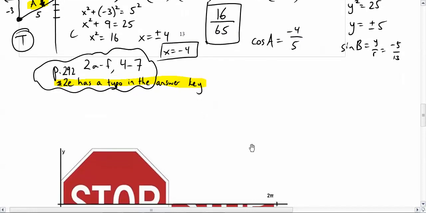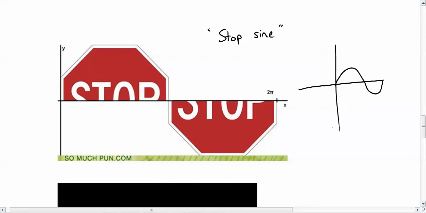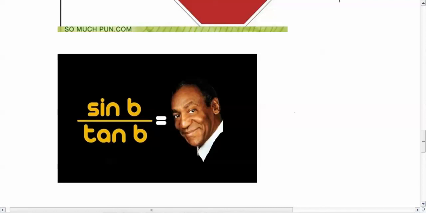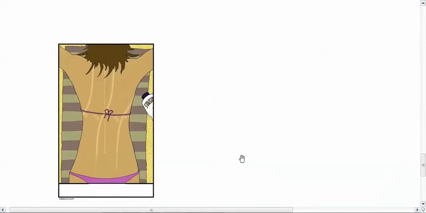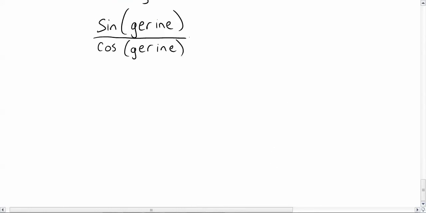I'll leave you with a couple puns. This is stop, written in this form. It's a stop sign. Get it? We have sine B over tan B, which is cos B. What are these things? They're tan lines. And finally, sine divided by cosine is tangerine. Oh, math is so funny.